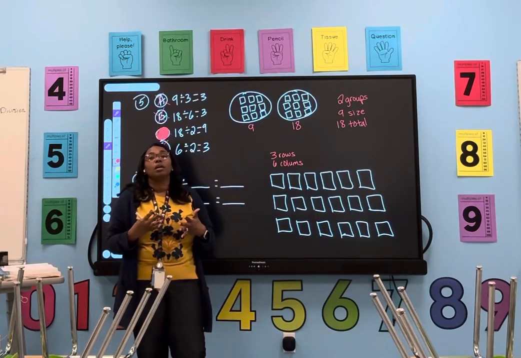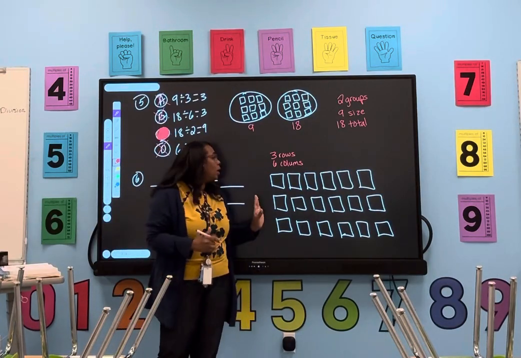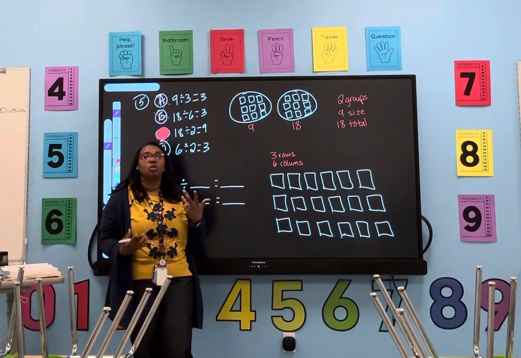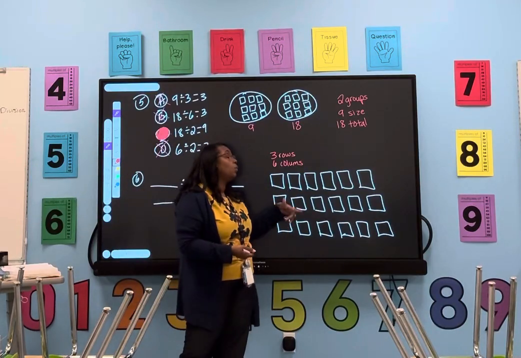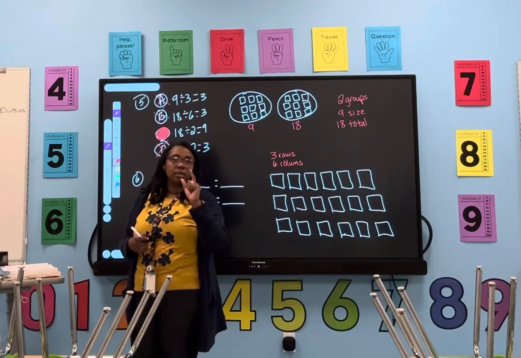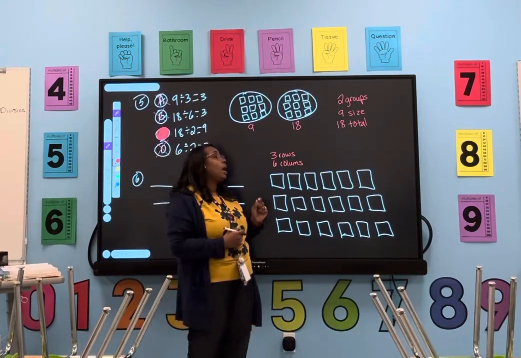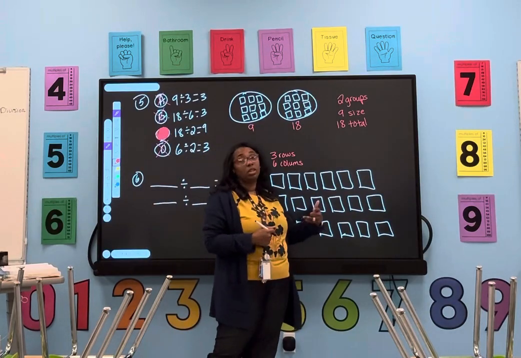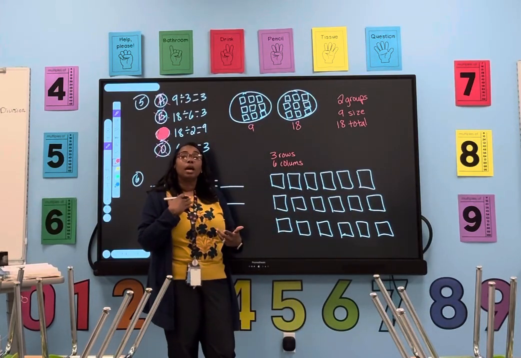The last number is my total because I need to know how much I have total in my array. Well, there are 2 ways you can do that. You can count them one by one, but that's a lot of counting. There's a quicker way, and that's skip counting. So because I know how to skip count, I can see how many I have in each row, and then I can skip count by that.